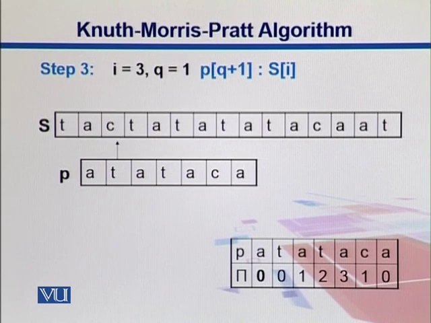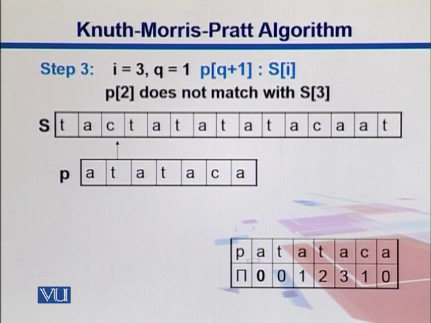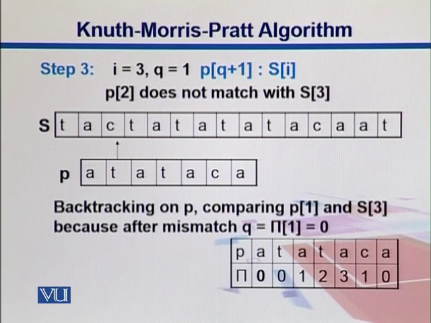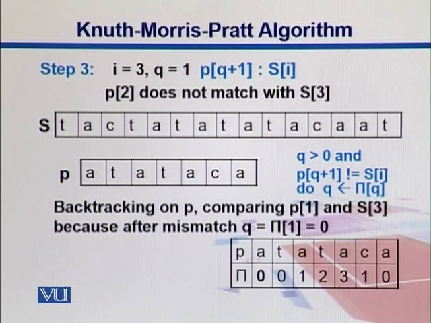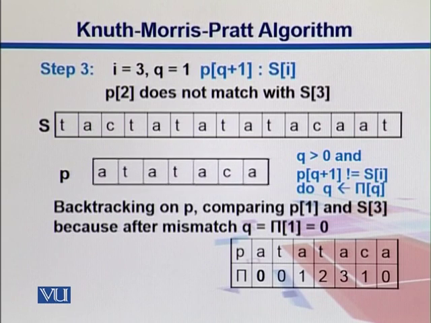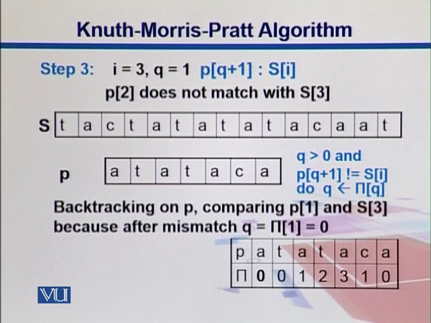Okay, so we compare the second character. Now in this step, our p of 2 will be compared with s of 3. Do they match? They don't. So what to do then? We will do backtracking. Our q will be replaced by pi of 1, which at that time is 0, so it will not be shifted any further. It will simply be p1 compared with s of 3, since i gets incremented to 3. So we will move onwards.